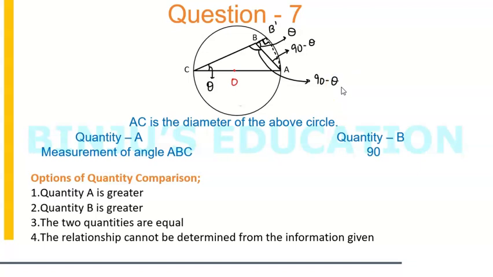Now theta can't be 0, right? Theta has to be some angle. Even if it is 0.5 degrees, that's also fine, but it has to be some angle. So if you talk about the measurement of angle ABC, this angle is definitely 90 minus theta. Now theta will be a positive number, which means quantity A will be less than 90 degrees. So quantity A is less than 90 degrees, quantity B is 90. Which of them will be greater? B has to be greater. So in this case, 2 becomes our answer. That's it.